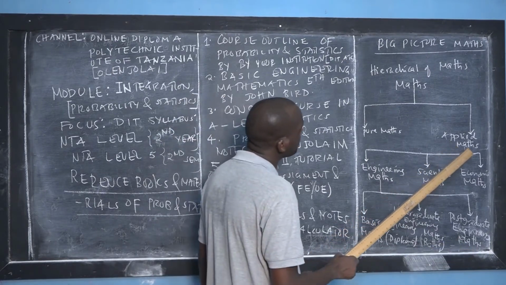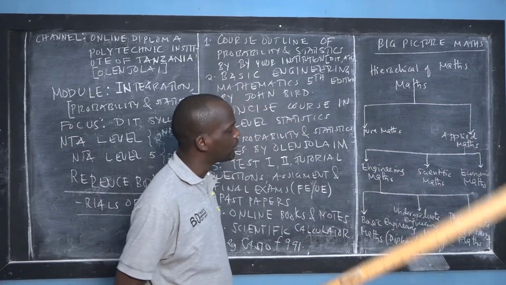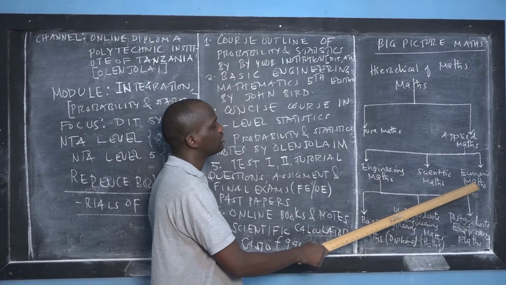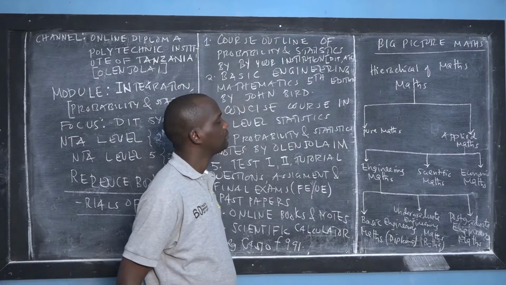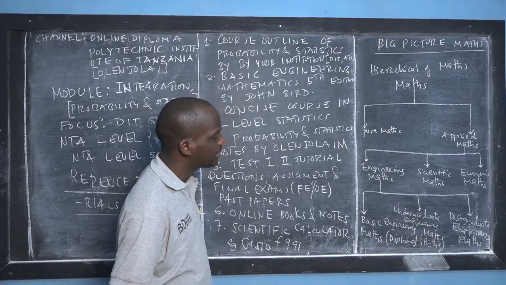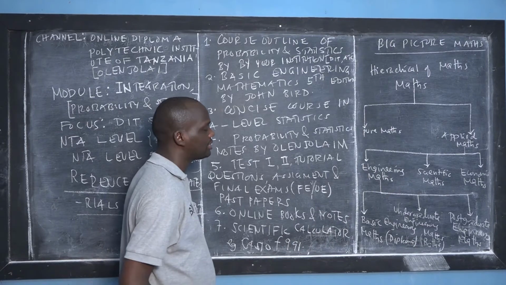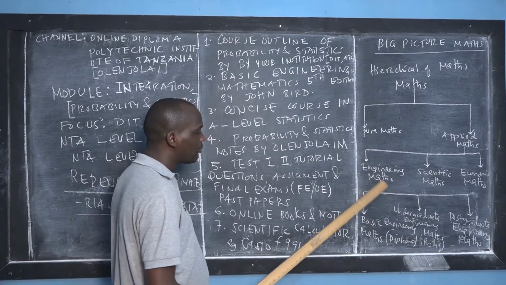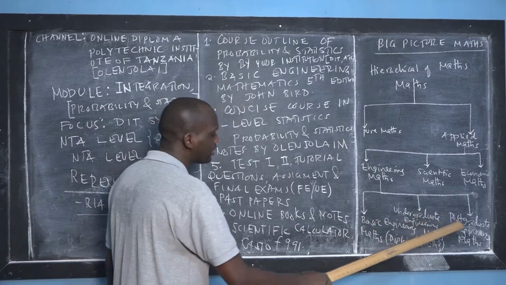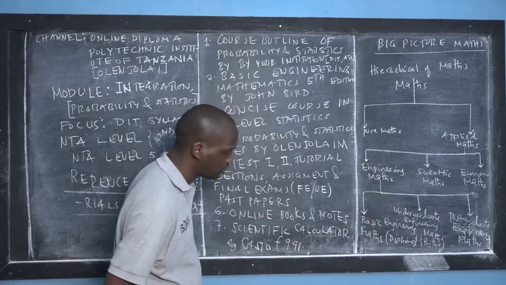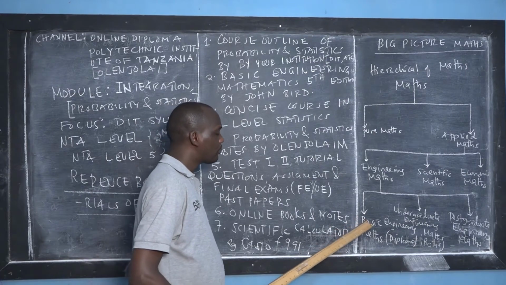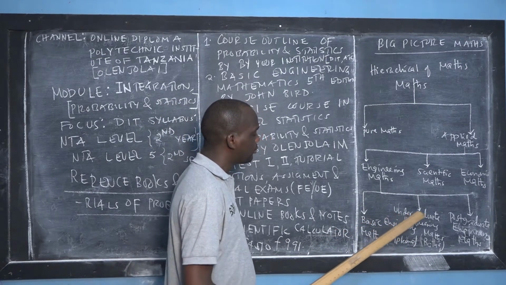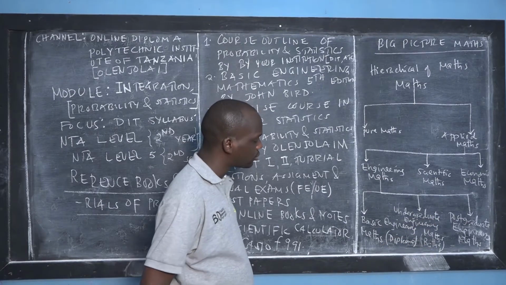But another branch, interesting in real life, is called applied mathematics, where we have three branches: engineering mathematics, scientific mathematics, economic theory mathematics. So these three branches are very important. It doesn't mean that applied mathematics is only applied in these three areas. No, these are the examples. And the subject of engineering mathematics, again, we can categorize into three main branches. The first branch is basic engineering mathematics for diploma students, undergraduate engineering mathematics for the bachelor student.